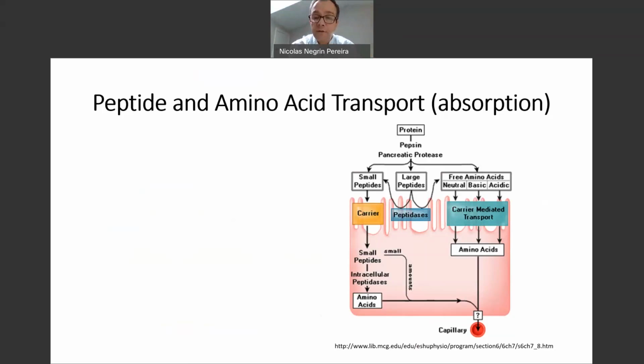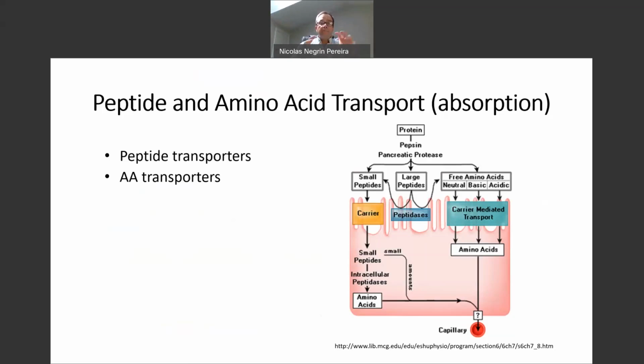In the case of larger peptides, of course, we will need the action of the peptidases present in the brush border of the intestinal cells, breaking these larger peptides into smaller peptides that can either be internalized or result in the production of free amino acids. And here, as we see, we have distinguished neutral, basic, and acidic amino acids that have specific carrier-mediated transport, and they're going to be internalized and also absorbed into capillary circulation.